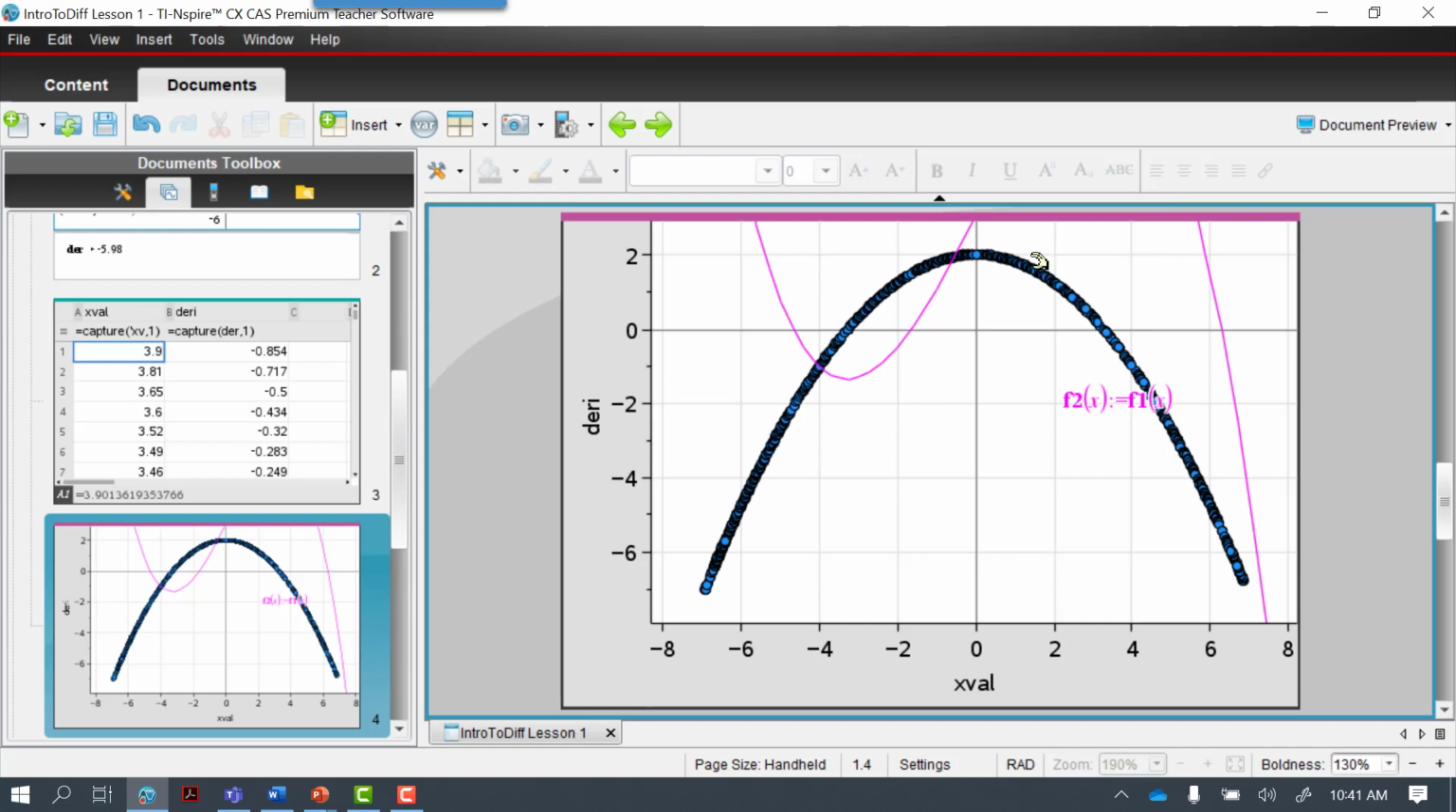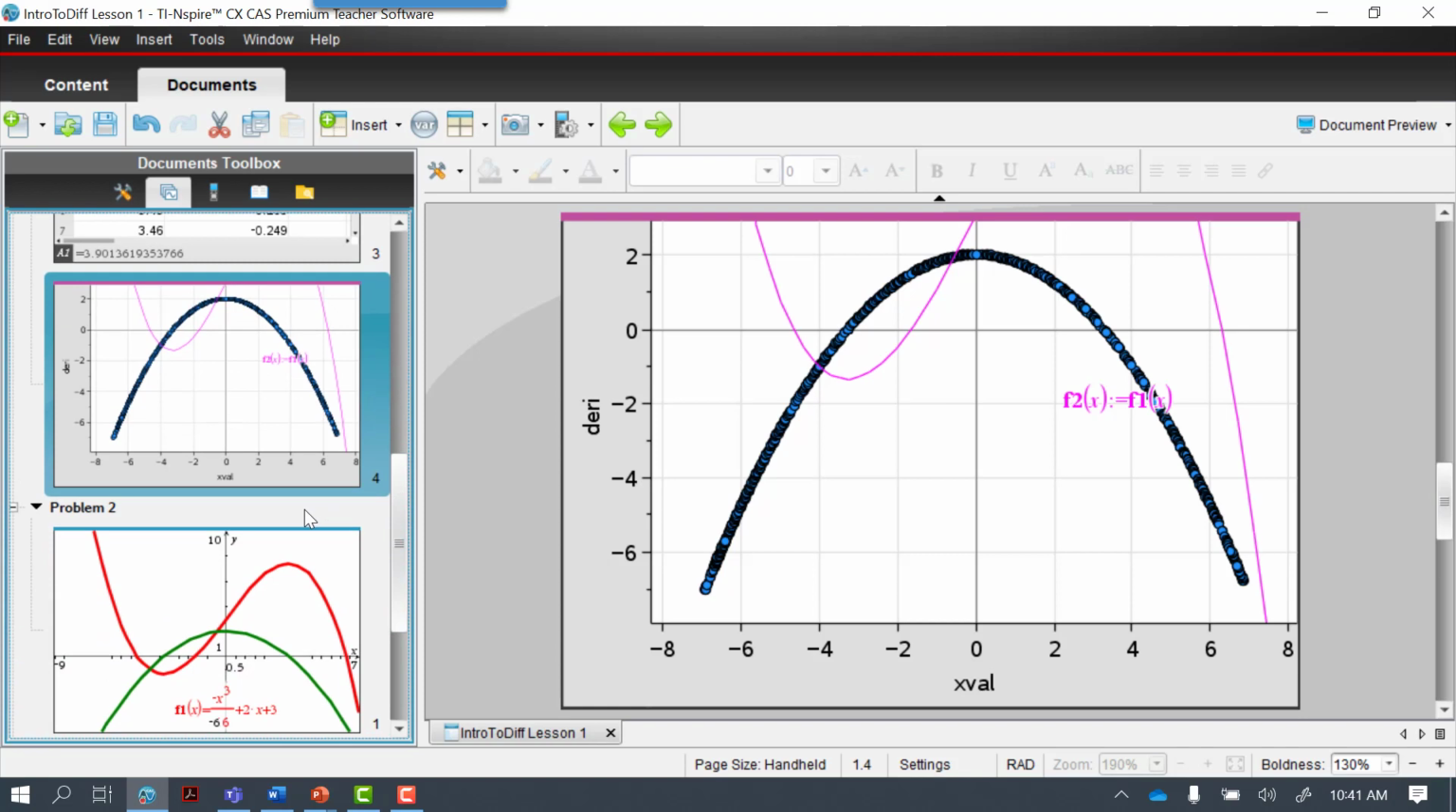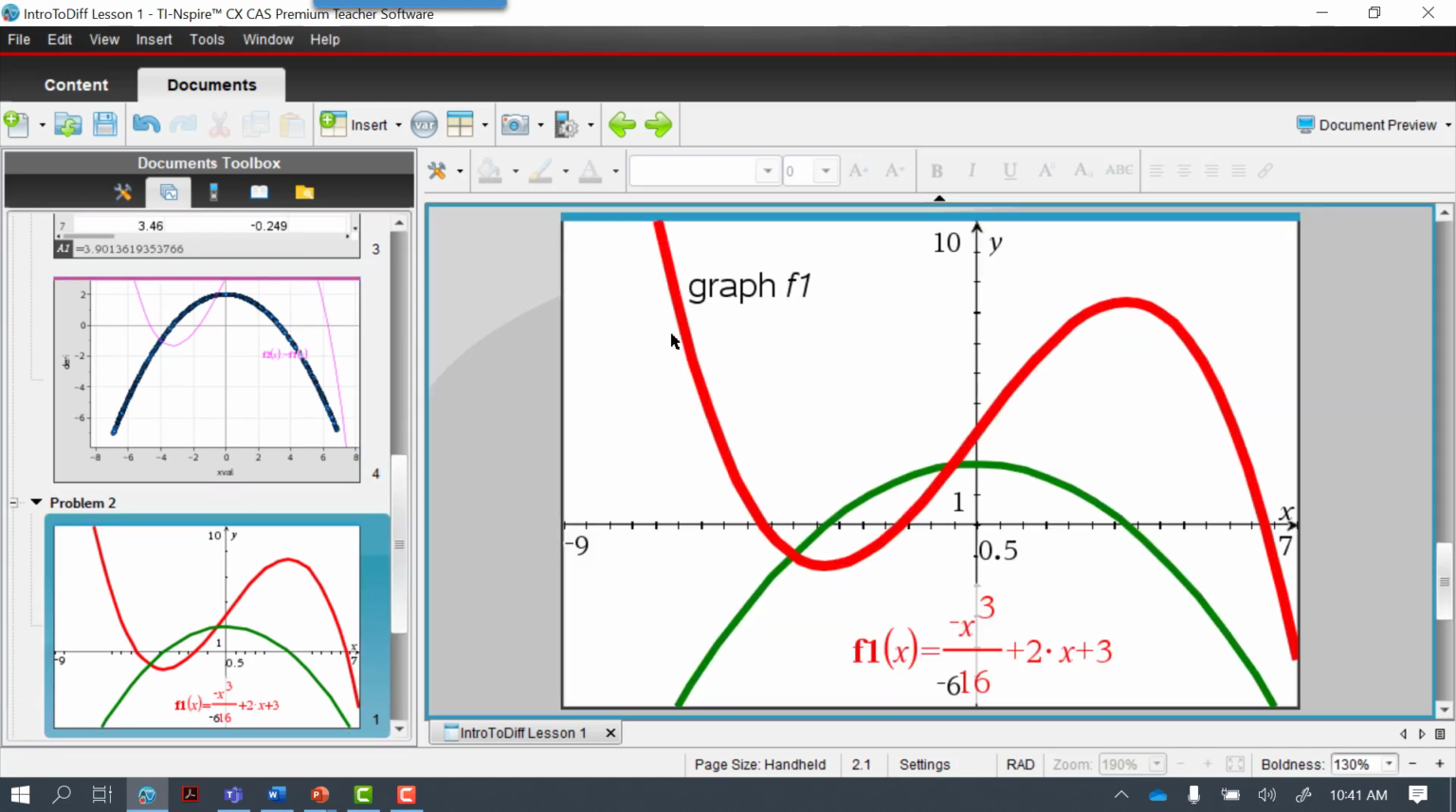So today's lesson and your homework task would be to draw the derivative curve for any given function. So let's look at this here. I have a cubic over here, which is negative x cubed over 16 plus 2x plus 3. So the red function there is the cubic, and that's my original function, and the green one there is my derivative curve for the original function, which is in red.